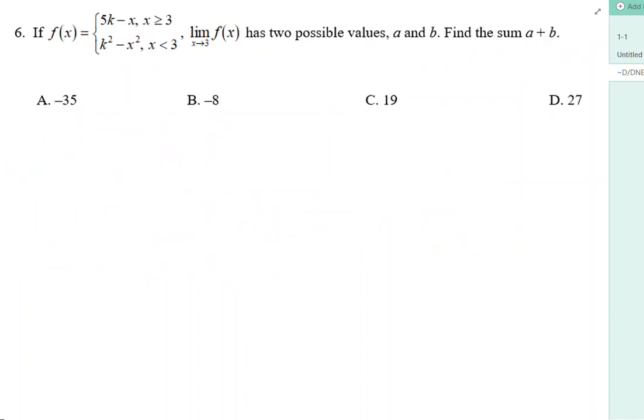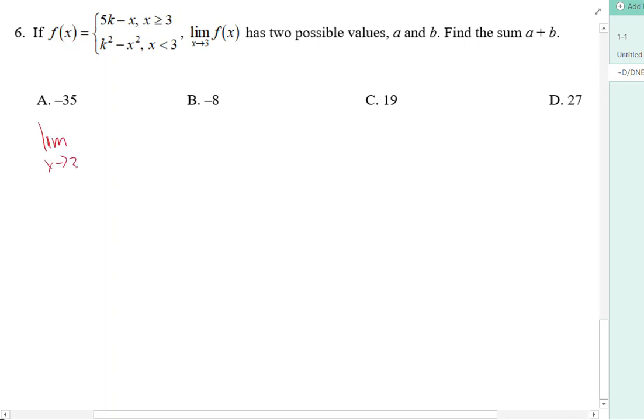This problem is probably the messiest algebra out of all 6 of these so far. If we take a look at this problem, we're told that the limit as x approaches 3 has 2 possible values, a and b. If that's going to have 2 possible values, that makes me think there's 2 different values for k. It turns out that is the case. So let's take a look.